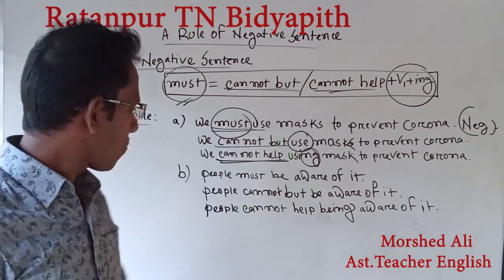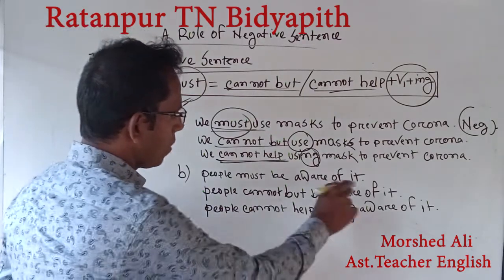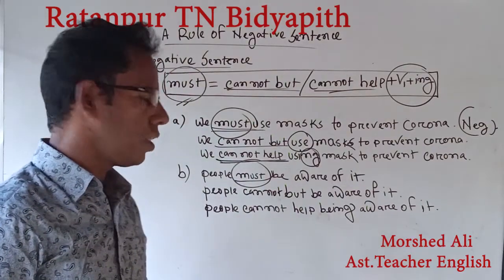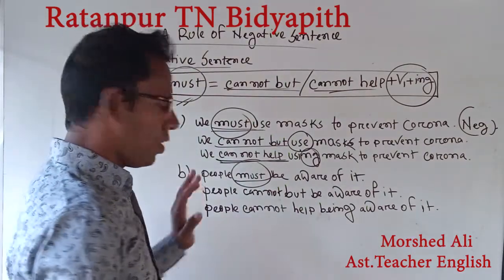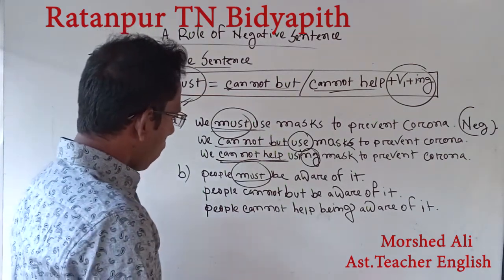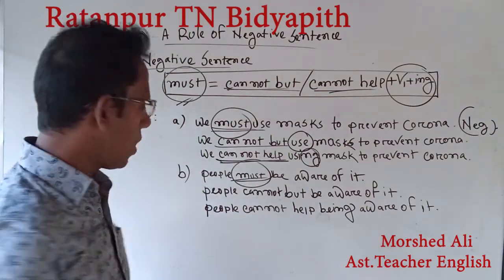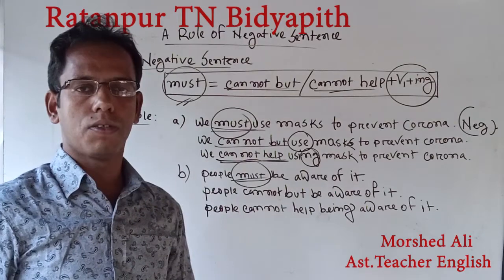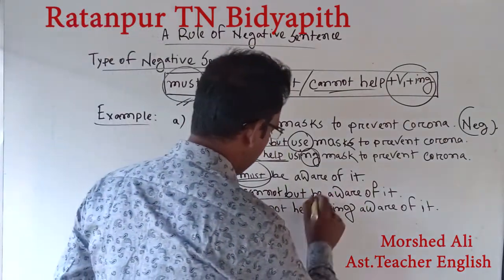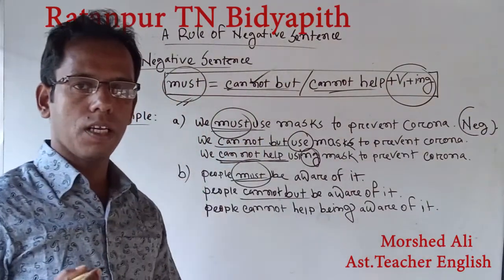You have understood. And for the second example, if you follow carefully, I have written that people must be aware of it. Here we find the mention of must. That means here we have to use cannot but or cannot help instead of must. I have given here two solutions. If you follow the first solution, you will find cannot but, the first item of our structure.